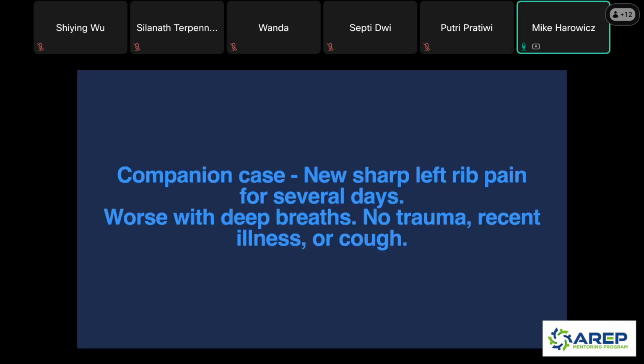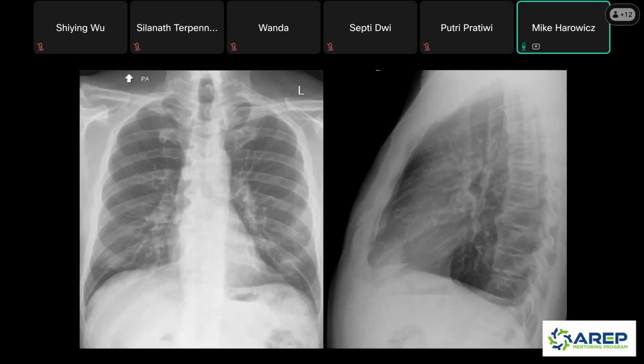And here's a companion case to that. So this is, I'd say, a middle-aged patient. They had some new sharp left rib pain for the last few days, worse when they took in some big breaths, and no other leading history, no trauma, no recent illness, no cough. And here's the chest radiograph, a PA frontal and lateral. Give everybody a second to kind of take a look and think about what we see.